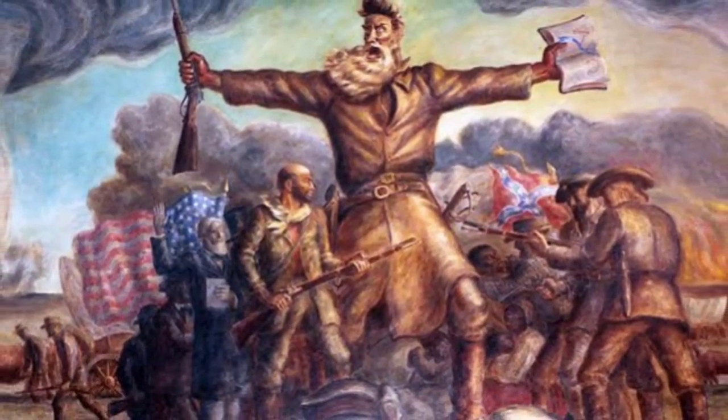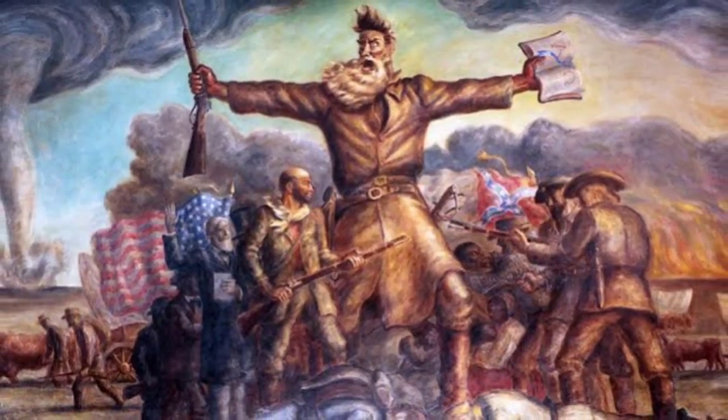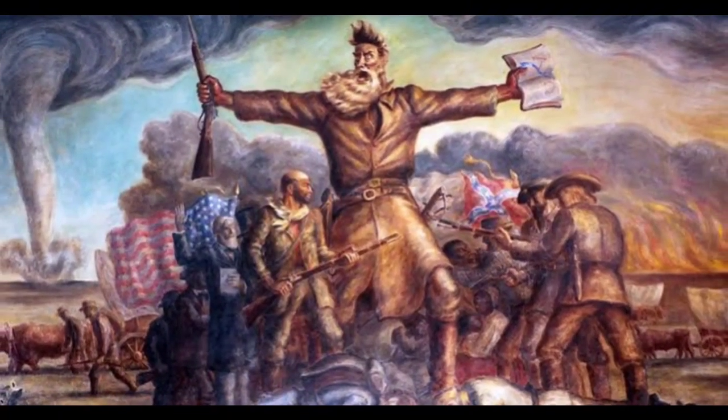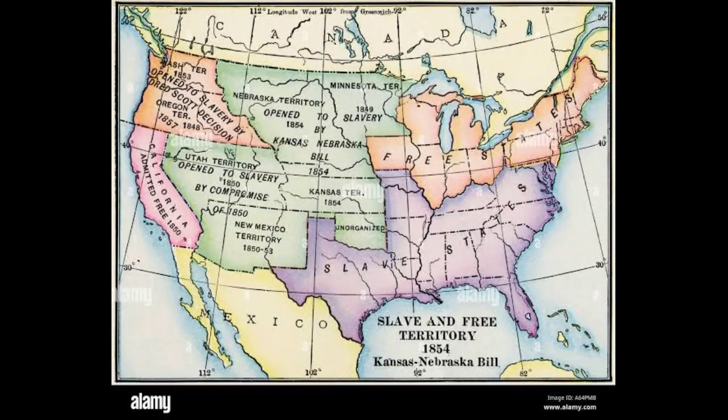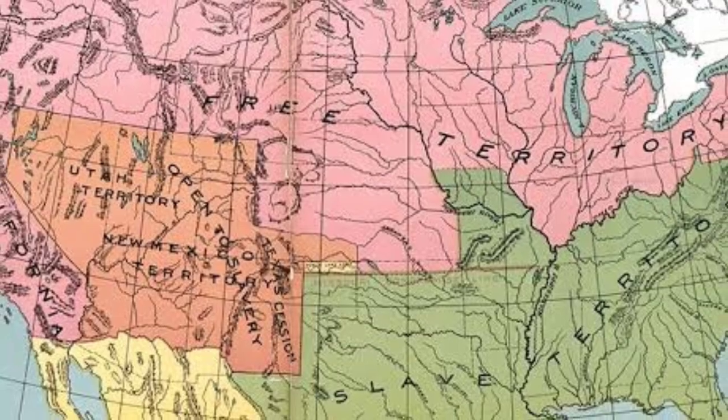nullifying the Missouri Compromise. The Dred Scott decision was a major victory for pro-slavery forces, but it also galvanized anti-slavery sentiment in the North and deepened the sectional divide.